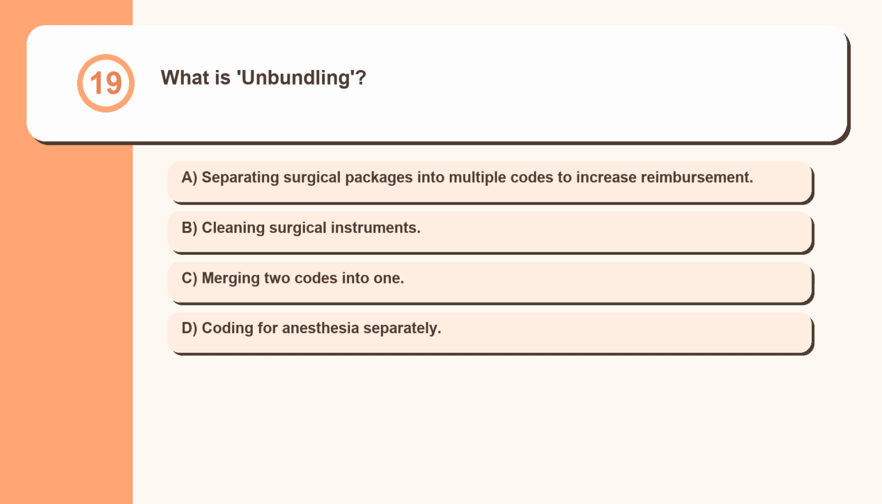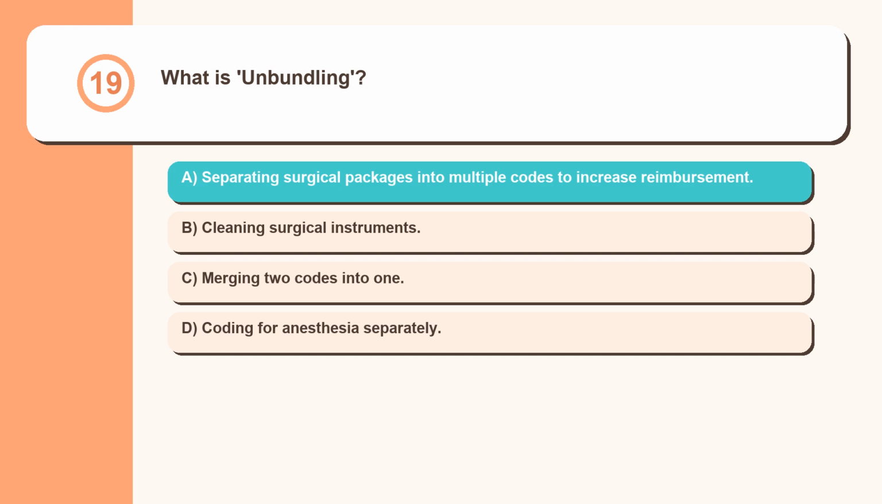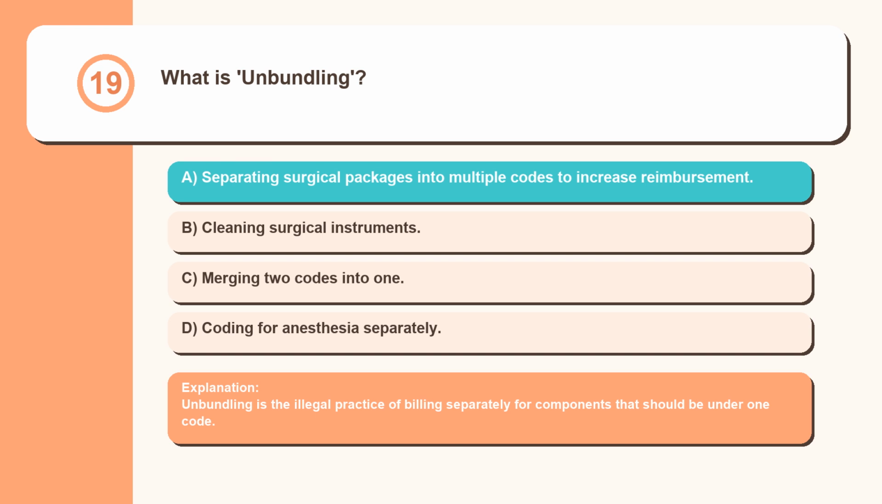Question 19. What is unbundling? Separating surgical packages into multiple codes to increase reimbursement. Cleaning surgical instruments. Merging two codes into one. Coding for anesthesia separately. Unbundling is the illegal practice of billing separately for components that should be under one code.